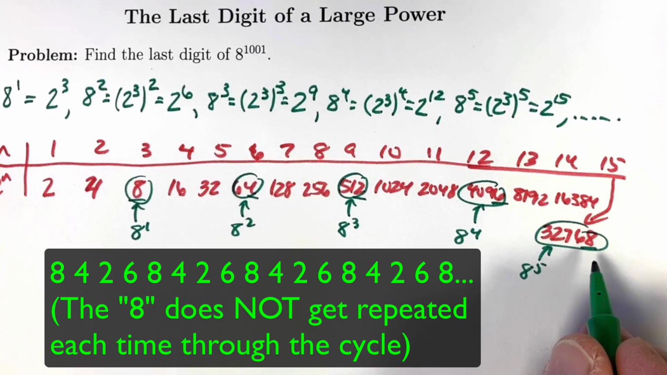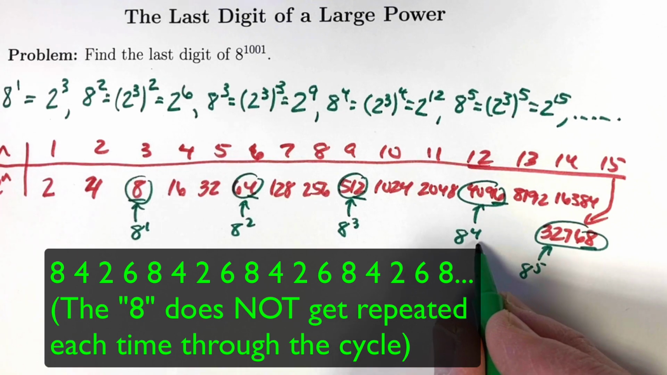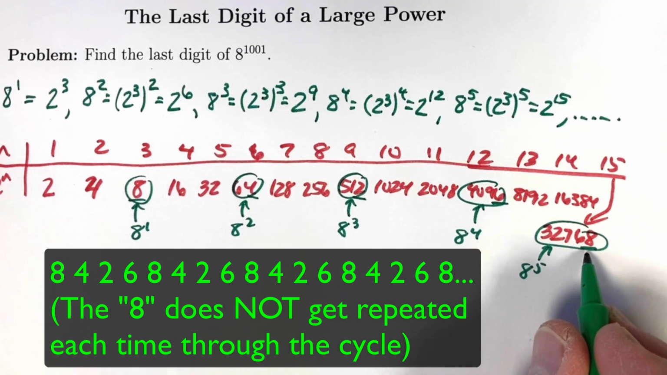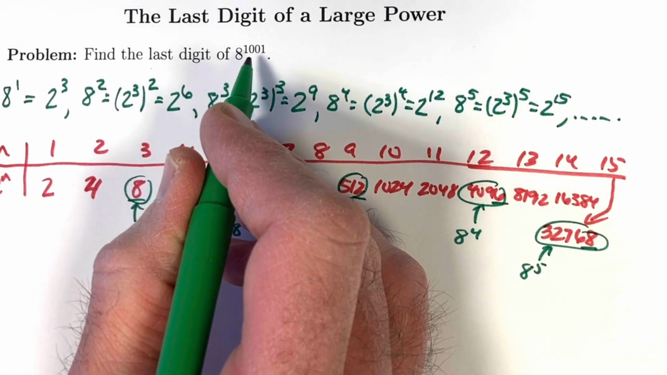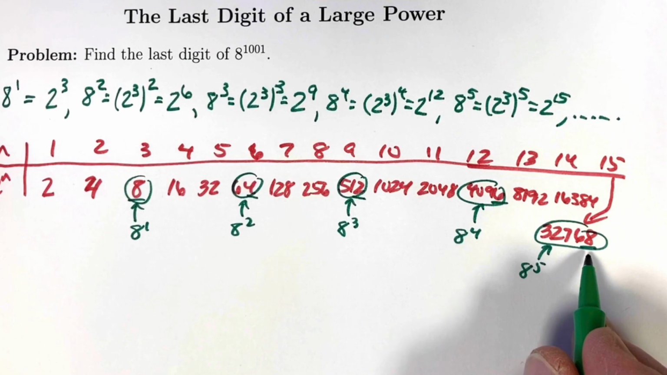Every fourth power of 8 repeats with the last digit. The key thing to note here to finish the problem is that, for example, 5, this power of 8, is one more than a multiple of 4 and gives us a last digit of 8. Just like 1001, this power is one more than a multiple of 4. Therefore, its last digit must be the same. It must be an 8.